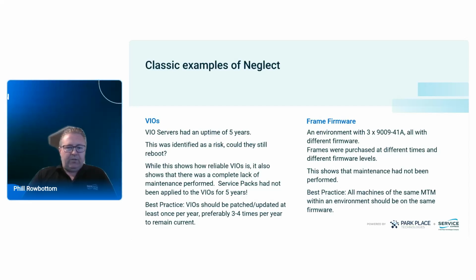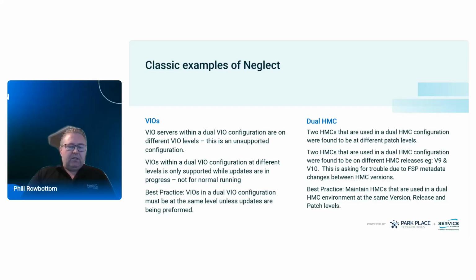We also have another thing with VIO servers where we've got dual VIO servers. They might be on different VIO levels, and, well, to start with, it's an unsupported configuration, which you can run like that during the upgrade process. But you don't want to be running like that all the time. You want to have both VIOs running the same level.